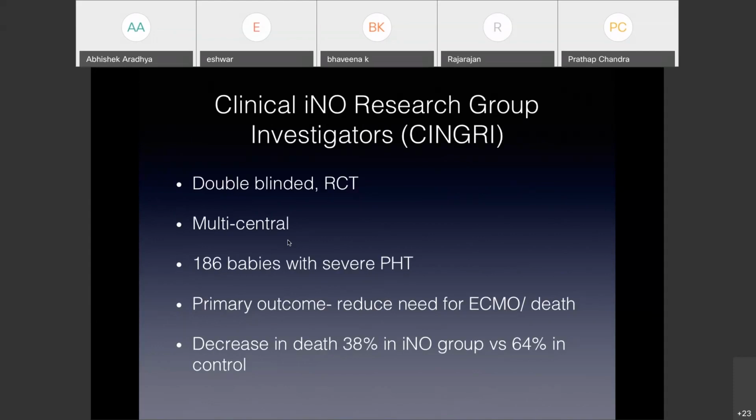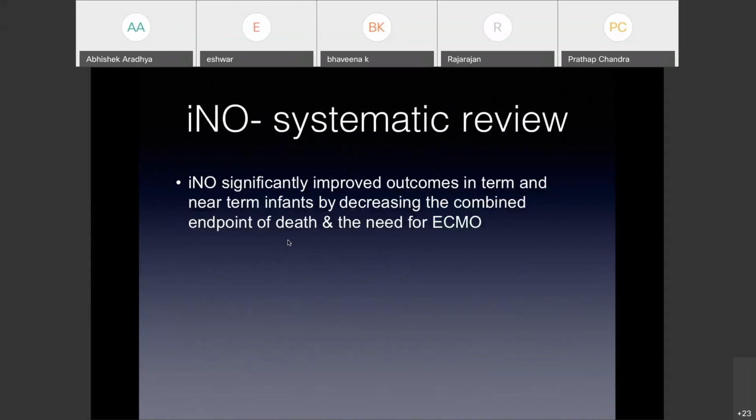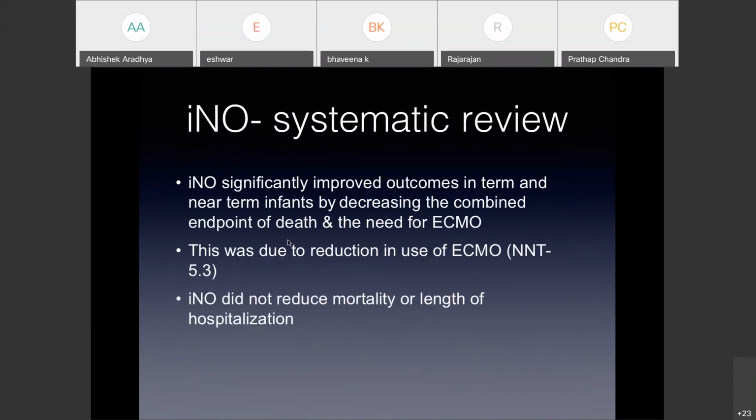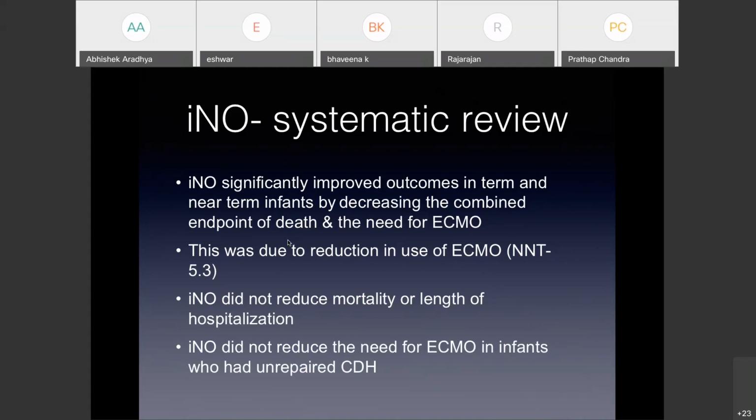So when you look at the systematic review of inhaled nitric oxide, it significantly improved the outcomes in term and near-term infants. How? By decreasing the combined endpoint of death and the need for ECMO. It's a combined endpoint, okay? And this was due to reduction in the usage of ECMO, and the number needed to treat was very good, 5.3. But if you look at the individual variables, iNO did not reduce the mortality or the length of hospitalization, but in the combined endpoint of death and the need for ECMO, it was very, very beneficial.